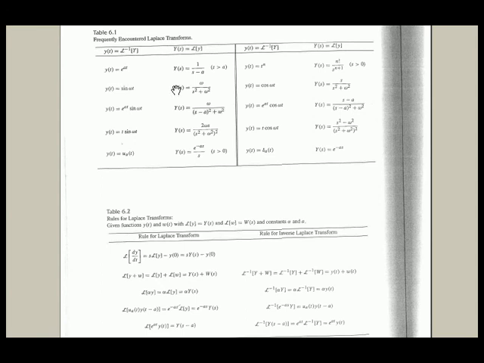So e to the at, the transform is 1 over s minus a. And here's the most important formula that we're also going to look at. This is what helps us to solve differential equations: the Laplace transform of y prime is s times the Laplace transform of y minus y of 0. So it basically gets rid of the derivative for us here. So this formula is key.